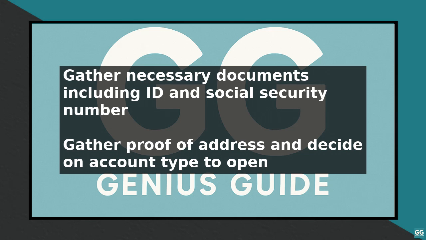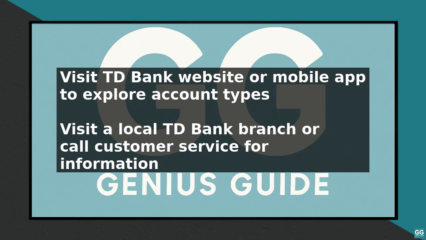Visit the TD Bank website or mobile app to explore the different account types and their features. You can also visit a local TD Bank branch or call the customer service number to get more information. Once you have chosen your account type, you can begin the application process. This can be done online, in person, or over the phone.